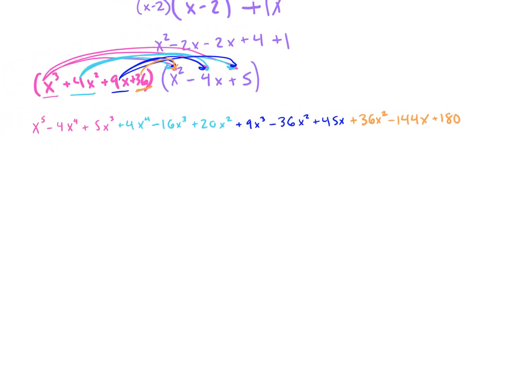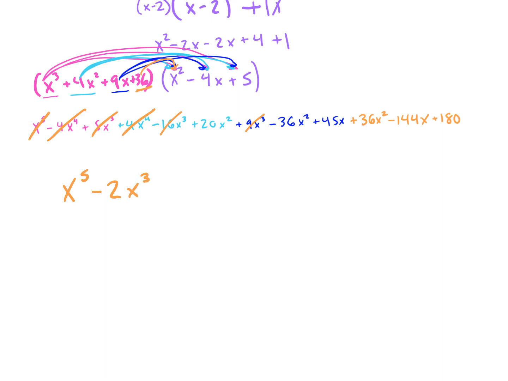And from here, we have to combine our like terms. So x to the fifth power is going to be my first one. Next, I'm going to look for any x to the fourth power. I have negative 4x to the fourth power and positive 4x to the fourth power, so those just cancel each other out. Then I have x cubed, so I have 5x cubed, negative 16x cubed, and 9. So that would be 5 minus 16 plus 9, negative 2x cubed.